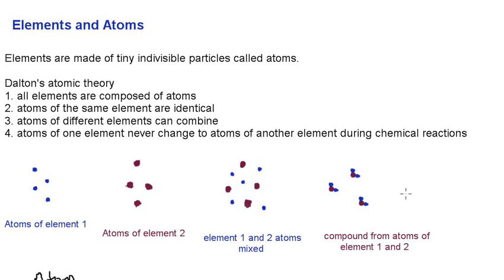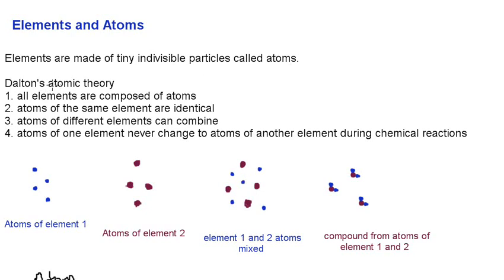Okay, so in this video we're going to go over elements and atoms. Elements are made of tiny indivisible particles called atoms. So you have an element, and that element has little pieces inside of it called atoms. All of these atoms are not separate parts of the element; they're the same part. It's just that an element can only be broken down to a certain point, and that tiny portion it's broken down to is called the atom.